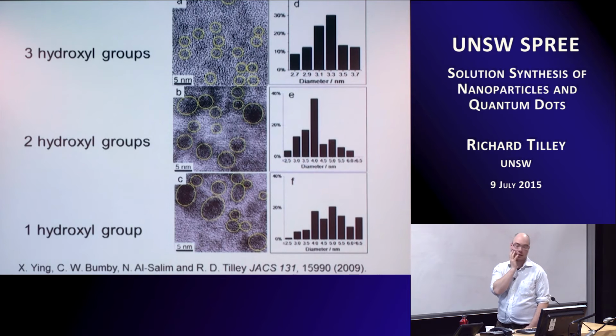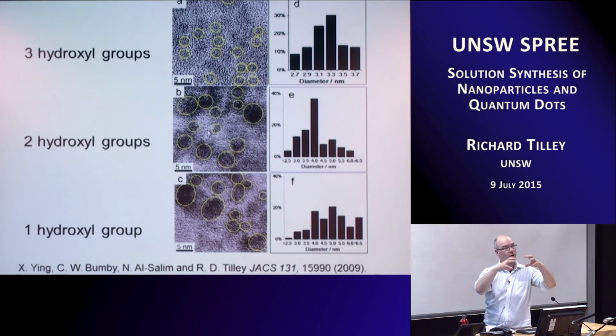If we had 3 alcohol groups on our surfactant, the 3 alcohol groups would bind strongly to the particle as it was nucleating and growing. So we'd control the size and keep the dots very small. We're typically making about 3 or 4 nanometers. If we have 2 alcohol groups, there wasn't quite as strong binding, so your dots weren't quite as small. And then if we only had 1 alcohol group, then they were growing to a larger size.